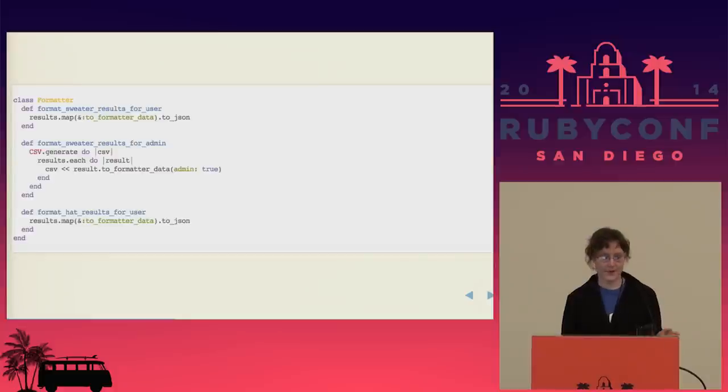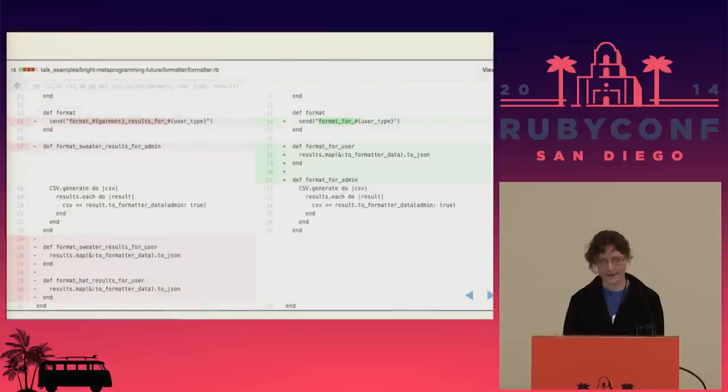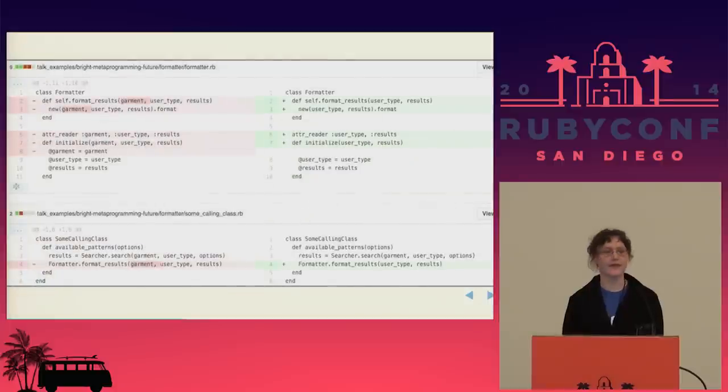Now, for example, both the format whatever results for user methods are identical. So again, we can see that using a dynamic method call up the chain was hiding some repetition, and so wasn't really necessary. So we can collapse the two methods into just format for user and format for admin and get rid of that garment argument as completely superfluous. And we couldn't see before that it was superfluous, but it is.